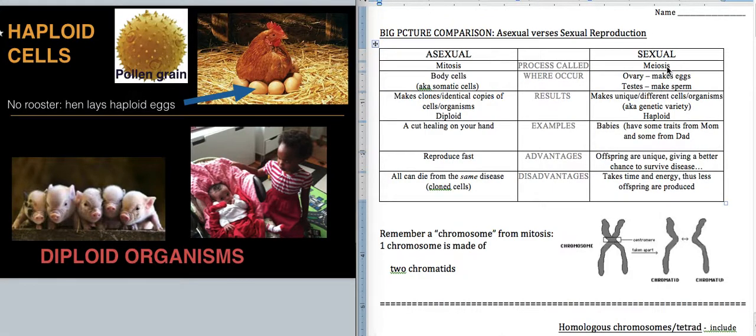These are the only cells in which meiosis occurs. The result of meiosis is that it makes unique or different cells. They are also haploid, and they show genetic variety, meaning variety means different.